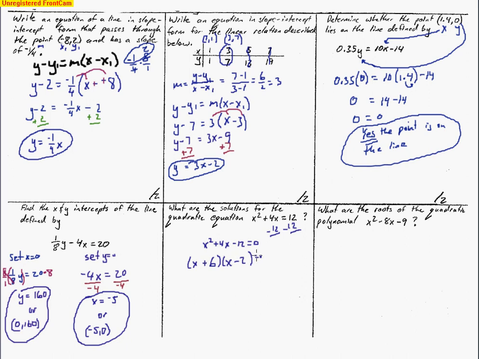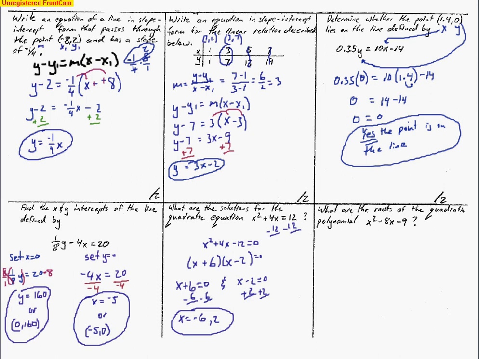And then from there, I set those factors equal to 0. So x plus 6 equals 0, and I end up doing x minus 2 equals 0. And so when I go ahead and do the work, I subtract the 6 from all sides. Over here, I'm going to add this 2, and I get the answers. So I end up with x equals negative 6 for one, and x equals positive 2 for the other answer.